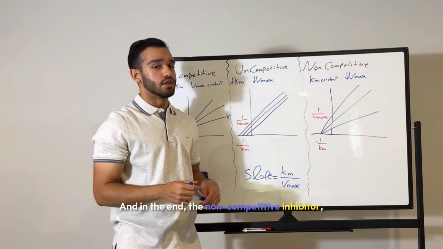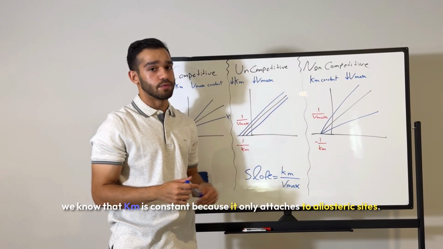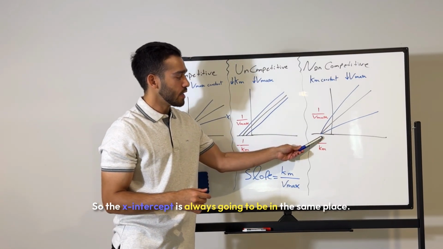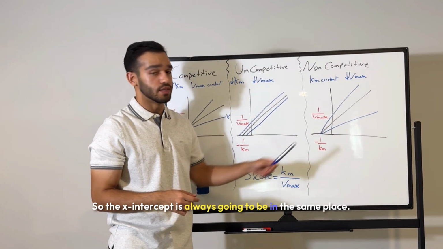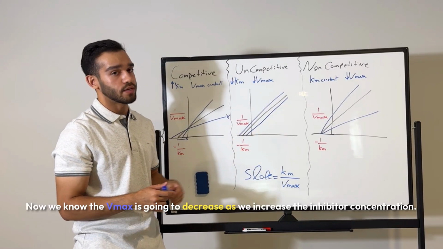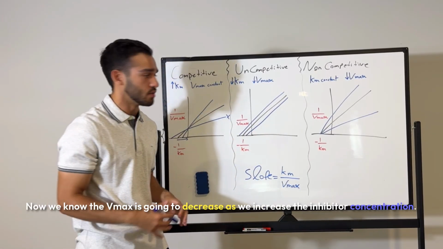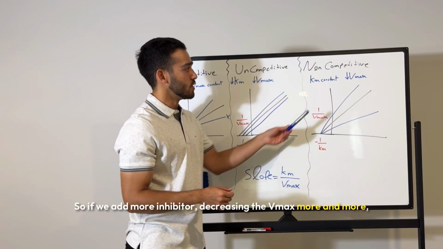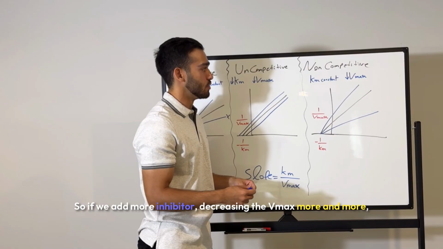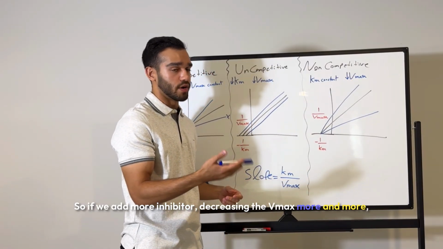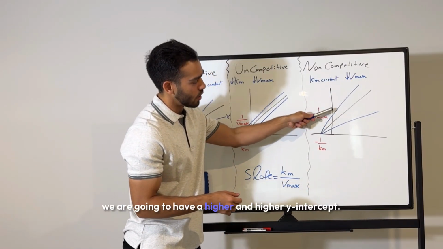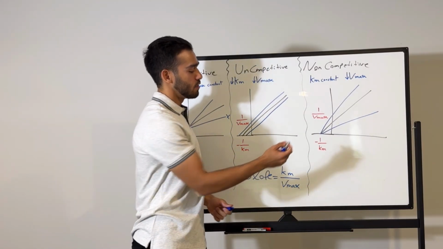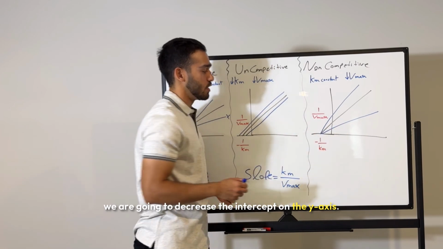And in the end, the non-competitive inhibitor, we know the Km is constant because it only attaches to allosteric sites. So the x-intercept is always going to be in the same place. Now we know the Vmax is going to decrease as we increase the inhibitor concentration. So we know the y-intercept is 1 over Vmax. So if we add more inhibitor, decreasing the Vmax more and more, we are going to have a higher and higher y-intercept. And on the other hand, if we decrease the inhibitor, we are going to decrease the intercept on the y-axis.